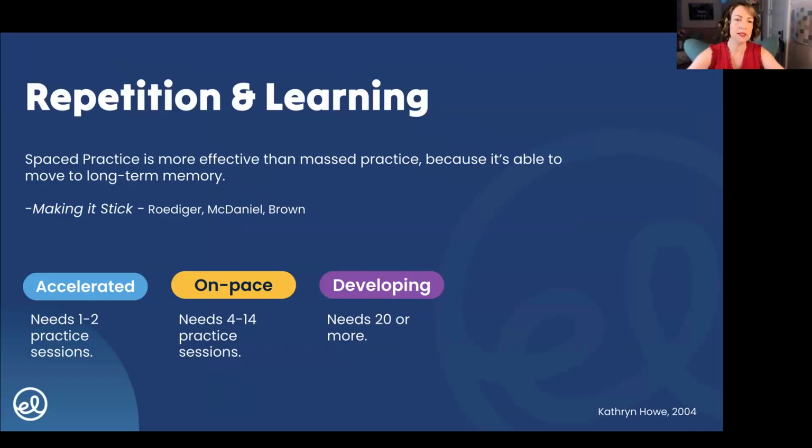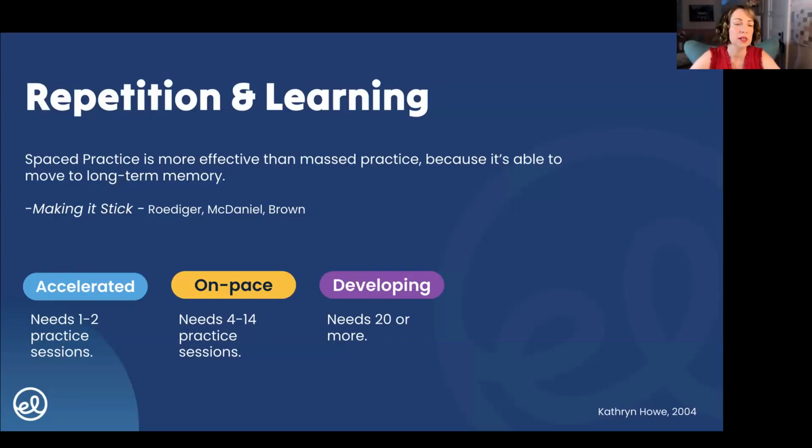There's a great book called Making It Stick, and it's not even an education text. It's just more of a learning-in-general text. It applies to a lot of different fields, but the accelerated or quick learner only needs 1 to 2 practices with things in order to become independent and proficient. The on-pace or typical learner is a larger range. Someone needs anywhere from 4 to 14 practices to become independent and proficient. That striving reader, struggling learner needs more than 20 practices.